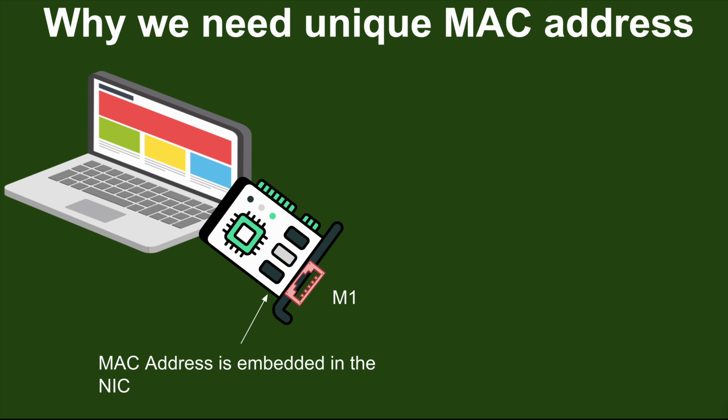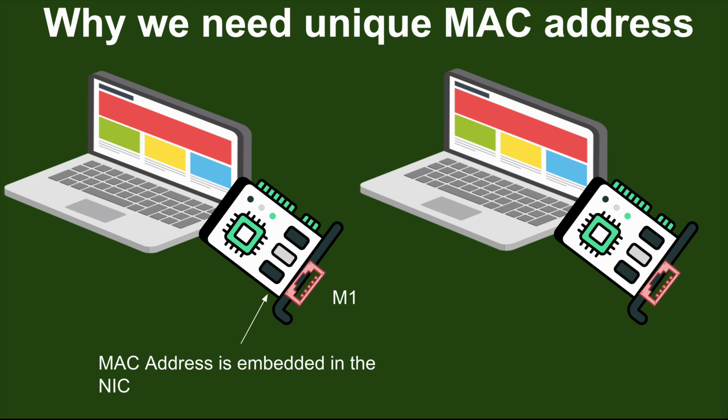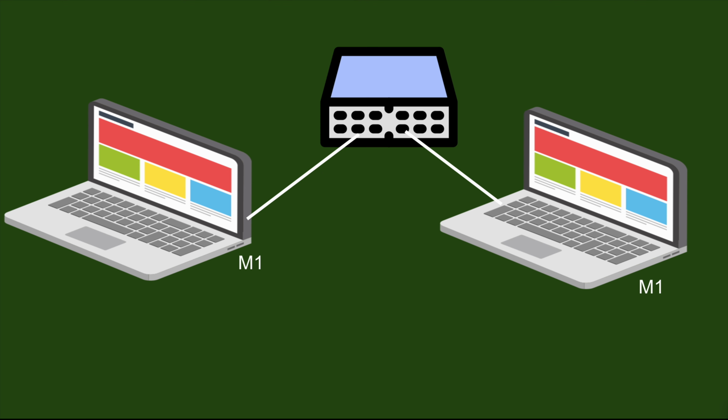So let's say the MAC address of this particular NIC card which was got from the vendor is M1, and let's say there is another PC from a different vendor who has got the same NIC card, and let's say for some reason it is the same MAC address. So now there are two PCs having NIC cards which have the same MAC address. Now what happens? Let's say these two PCs happen to be in the same network, and they are trying to communicate between each other, from PC1 to PC2.